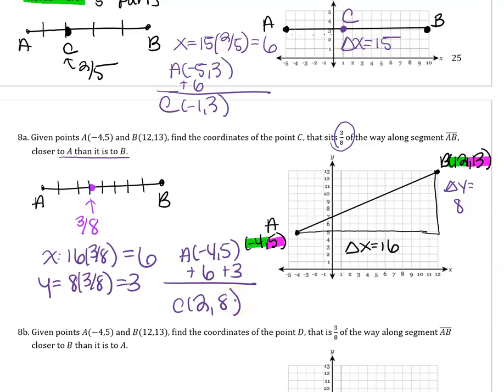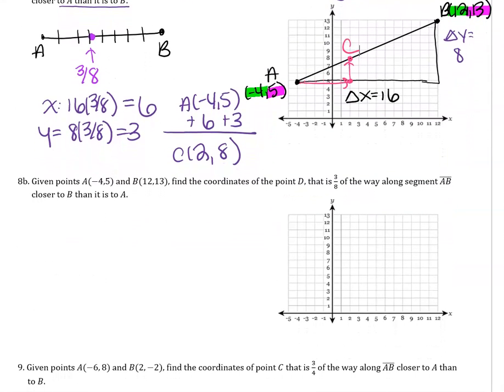Now again, you can use the grid to kind of help you here. Does this make sense? From A, if you go to the right, 1, 2, 3, 4, 5, 6, and then go up 1, 2, 3, that perfectly makes sense. That's where your point C is, which is the coordinate 2, 8.